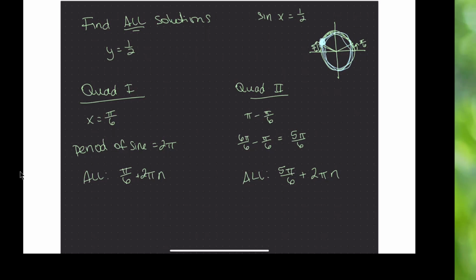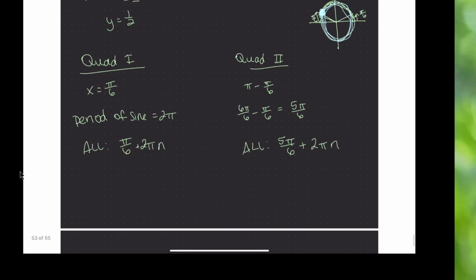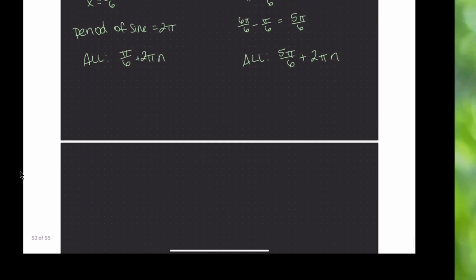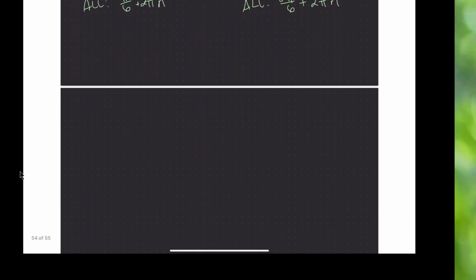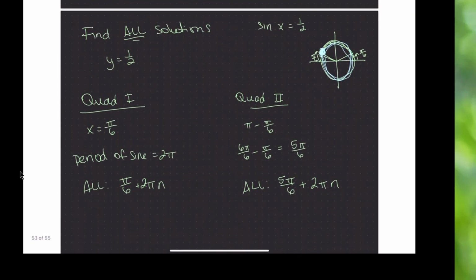Right, spice it up a little bit. Sometimes I'll give it, instead of finding all of the solutions, which means you know you're going to be adding that little n onto the end of it, right? Because they don't tell you how many times they want you to go around the circle. Sometimes they'll give you a parameter and ask you to find all of the solutions from 0 to 2 pi. So they just want you to find all the solutions if you went around the circle once, right?